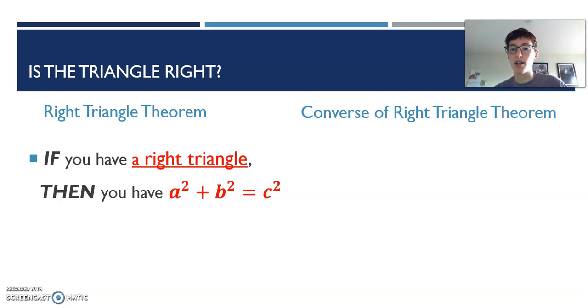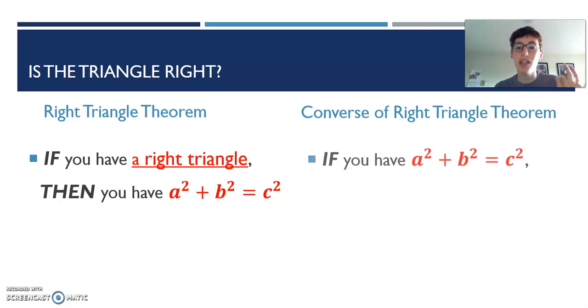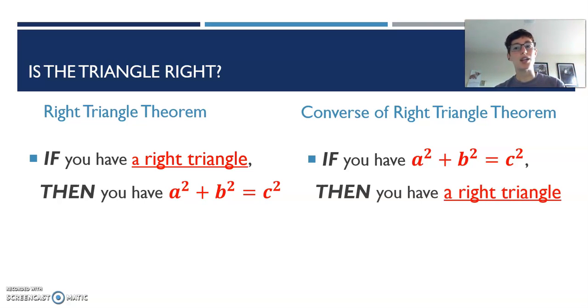The converse of the right triangle theorem is just going to switch these around. It's now, if the sum of the squares of the legs equals the square of the hypotenuse, if you have a squared plus b squared equals c squared, then you can tell me that you have a right triangle. So notice that it just switches these statements around. That means that I might not give you a right triangle. I'll give you the sides this time. You might know this side is this long, that side is this long, and this side is this length, but I'm not telling you that it's going to be right.